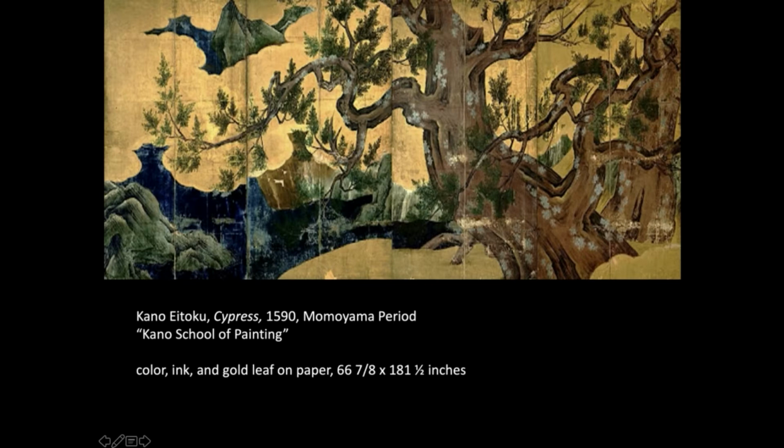And Momoyama period, the headmaster was Kano Eitoku, and this particular painting is called the Cypress Tree, painted 1590, and that was made for Toyotomi Hideyoshi's castle. So it's colossal, like a 180 inches. It's like can fill the entire room. And then you should be able to talk about the techniques of the Kano school.